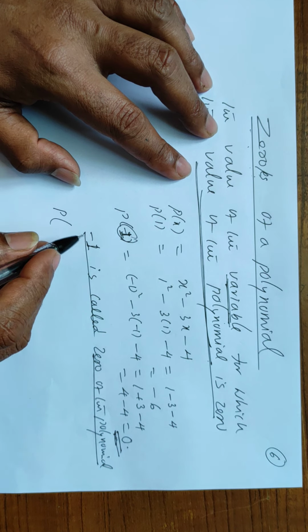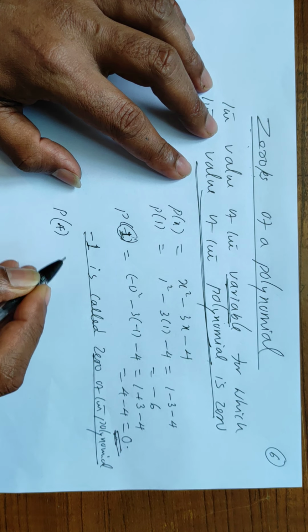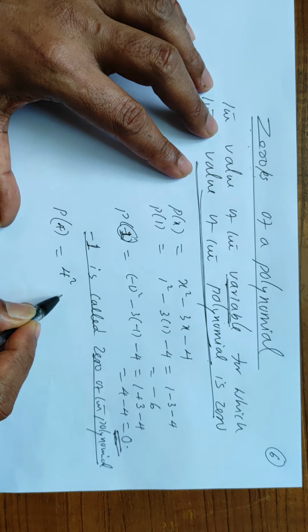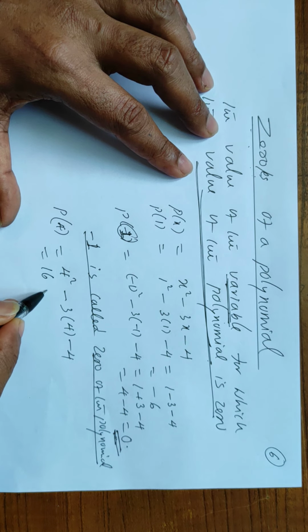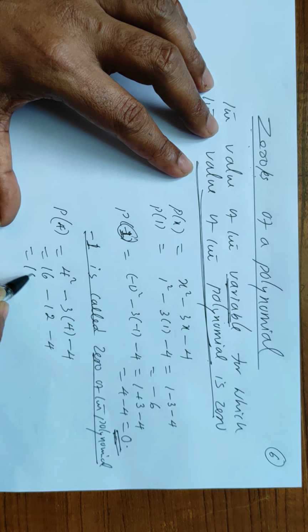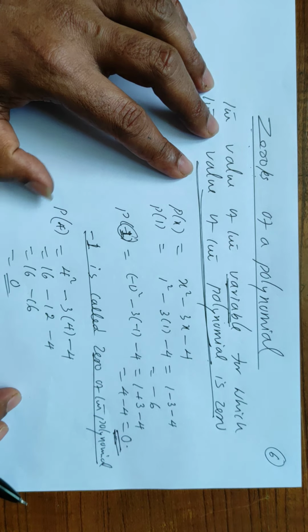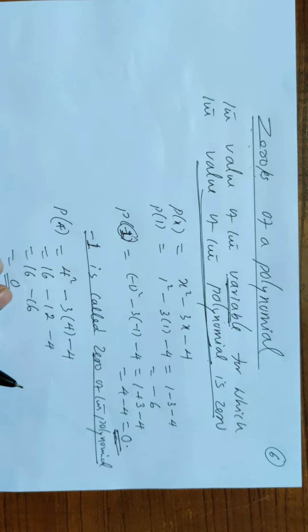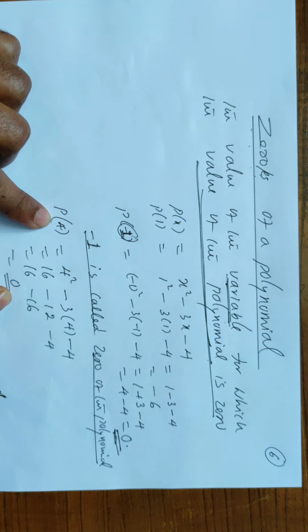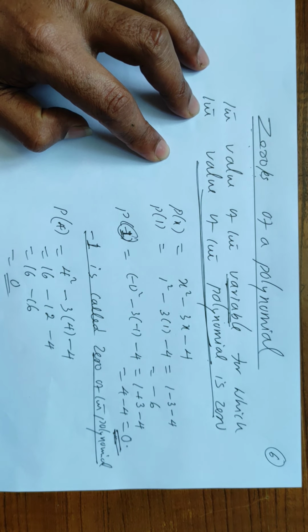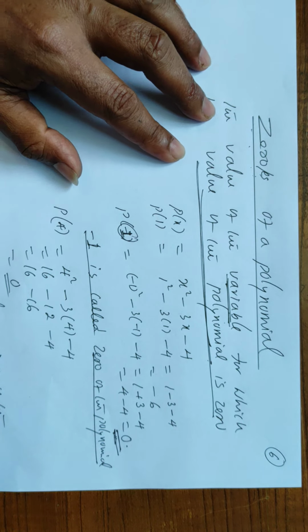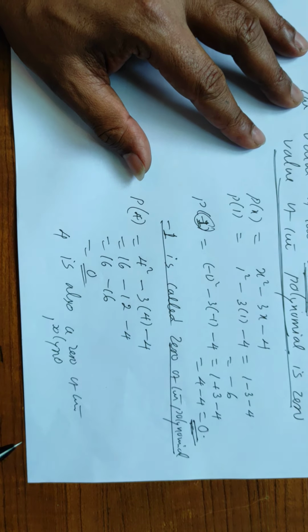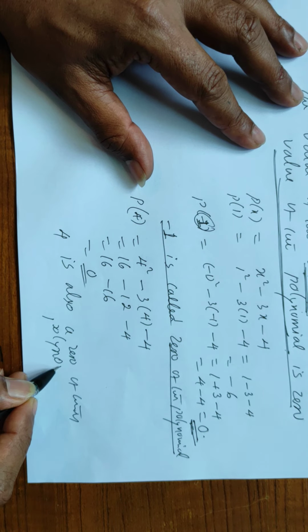P of 4, that is equal to 4 square minus 3 into 4 minus 4. 4 square is 16 minus 12 minus 4. 16 minus 16, that is equal to 0. Value of the polynomial is 0. So value of the variable is zero of the polynomial. Once again, 4 is also a zero of the polynomial. 4 is also a zero of this polynomial.